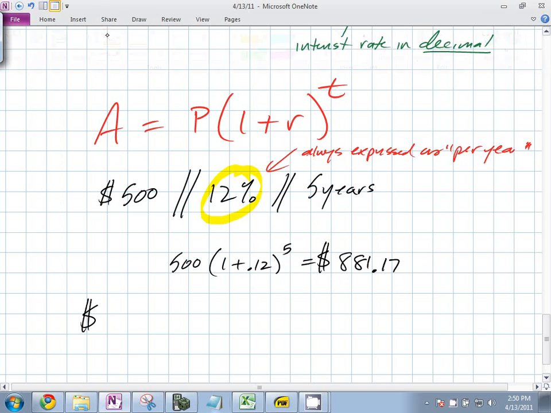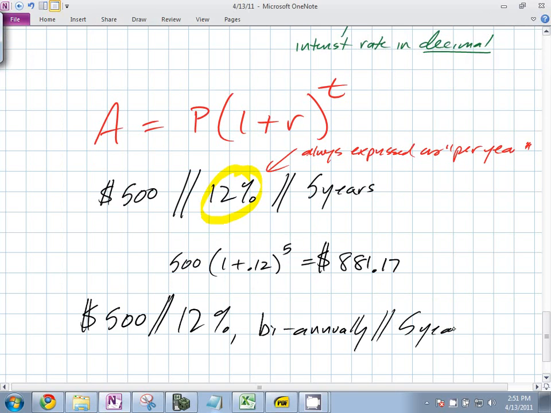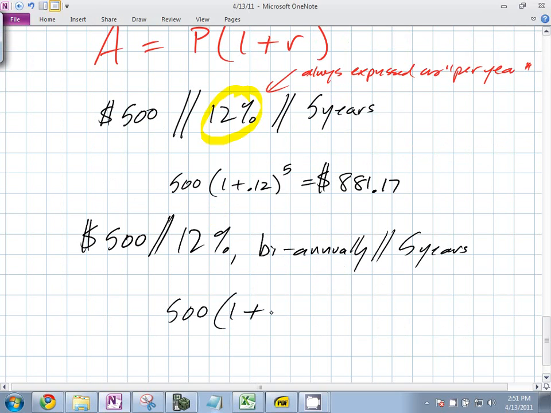Let's say you had $500 and it's still 12% per year, but you're going to compound it biannually. Is that twice a year or every 2 years? That's twice a year. For 5 years. So let's logic out what the equation is going to be. 500 times 1 plus .12 would double the interest. We don't want to double it. We want to halve it. But instead of doing it 5 times, we're going to do it 10 times.